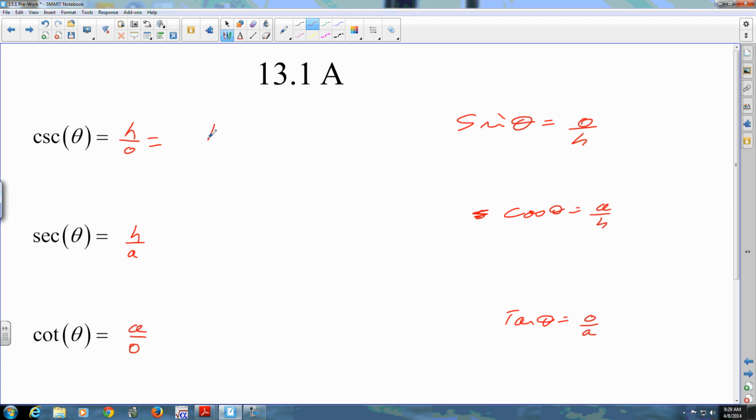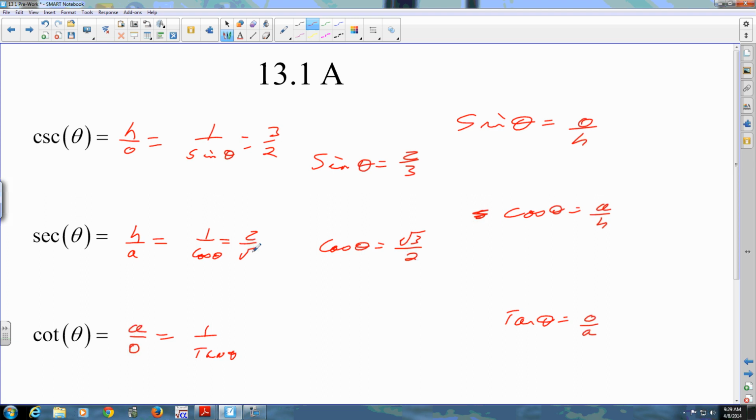Personally, I don't think that these are something that you need to memorize. I think what's more valuable is that this is the reciprocal of sine, this is the reciprocal of cosine, and this is the reciprocal of tangent. Why do I say that? Well, let's say you find the sine of theta is 2/3. What's cosecant? 3/2. If you have cosine of theta is square root of 3 over 2, then secant is 2 over the square root of 3, which then you rationalize, and you get 2 square roots of 3 over 3. You find the main function and just take its reciprocal to get the cofunction that goes with it.